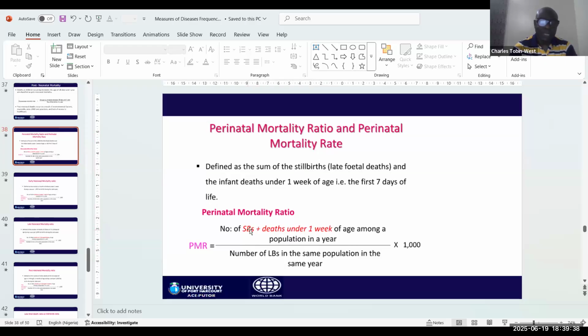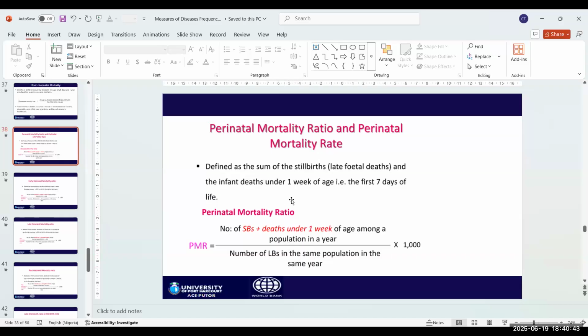Stillbirths are dead children. Deaths under 1 week, they are all dead. Then over live births. If it were a perinatal mortality rate, it would be those who died over all the ones that died. So the difference here is stillbirths, that's children born dead, and those born alive but died within 1 week, over all the children born alive in the same period. That's the perinatal mortality ratio.